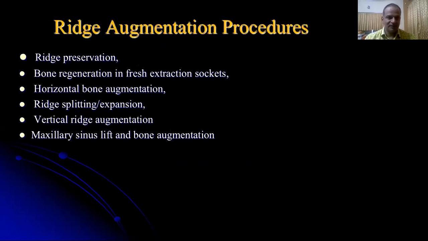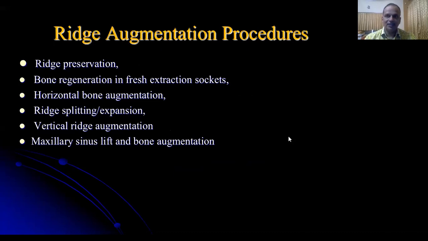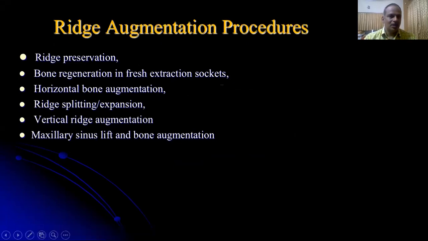tumors. Ridge augmentation procedures include ridge preservation, bone regeneration in the fresh extraction sockets, horizontal and vertical bone augmentation, ridge splitting or expansion, maxillary sinus lift, and bone augmentation.